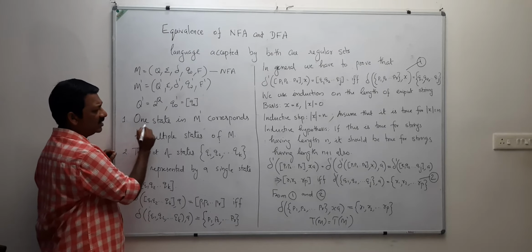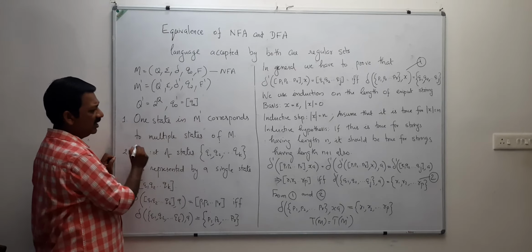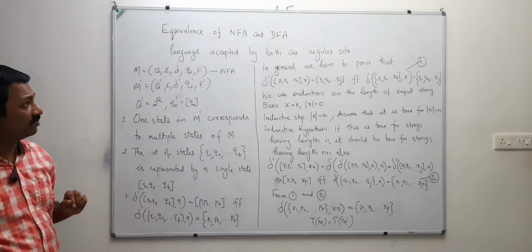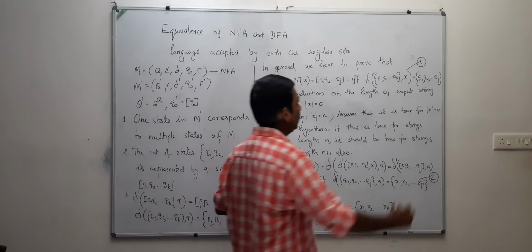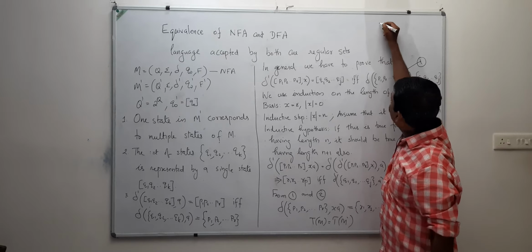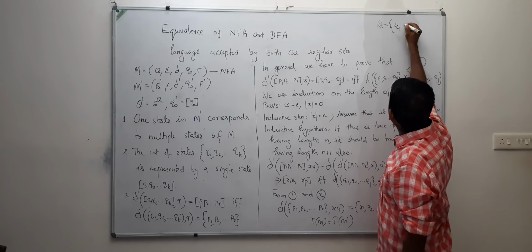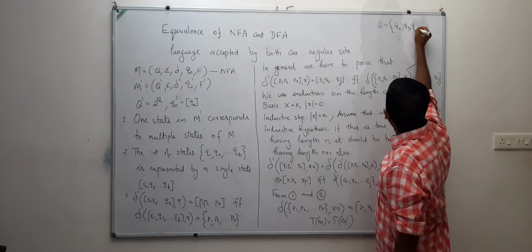Here, one state in M dash corresponds to multiple states of M. One state in M dash corresponds to multiple states of M. For example, suppose that Q is equal to, say, Q1, Q2, say Q3.